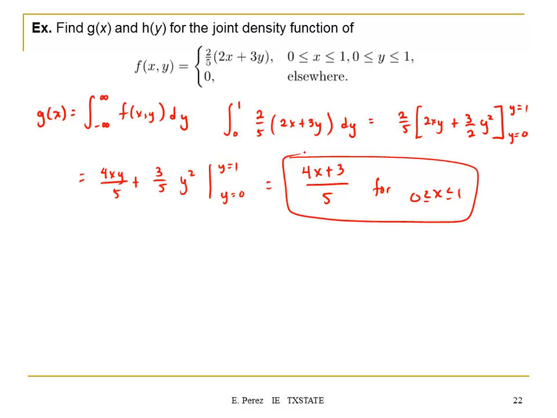So your marginal distribution for x, your g of x, is this expression. If you plug any of these values into this function, it will give you the probability of x. Any questions?